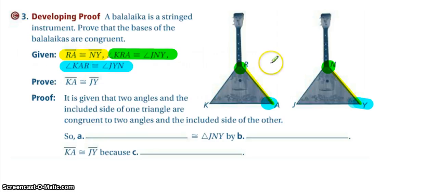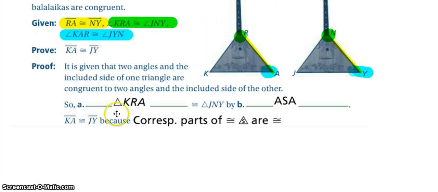So if we think through everything given to us here, we have angles R and N congruent, angles A and Y congruent, and sides RA and NY congruent to each other. So we can see here that we have two angles and the included side. So what property or what words would go in here to correctly solve? So what we now see is the two triangles are congruent based off of this angle-side-angle relationship that they have. Because of that congruency, we now have corresponding parts that are congruent based off congruent triangles.